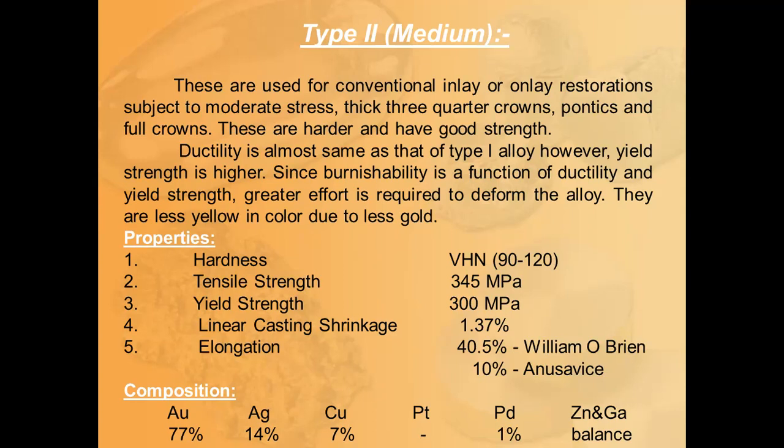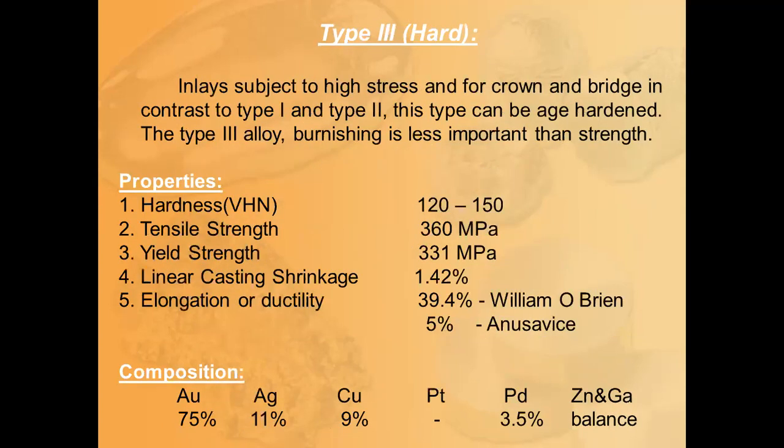Now coming to its properties. Hardness is 90 to 120 Vickers hardness number. Tensile strength 345 MPa, yield strength 300 MPa, linear casting shrinkage 1.37, elongation 40.5% and 10%. Now coming to its composition, it contains 77% gold, silver 14%, copper 7%, palladium 1%, zinc, gallium and trace amounts.